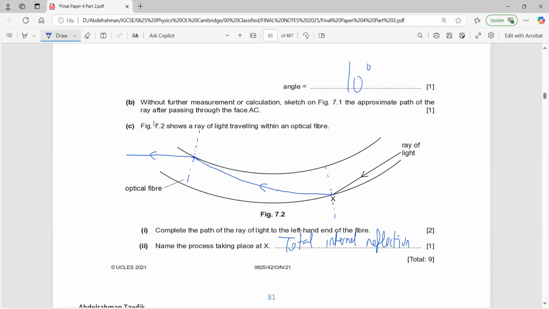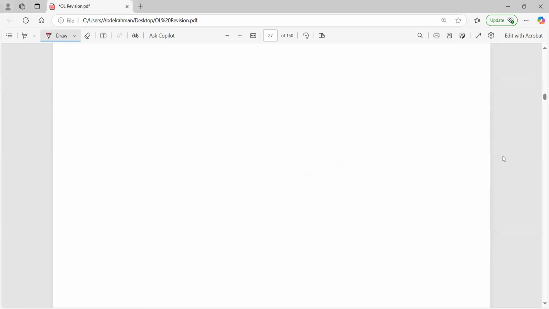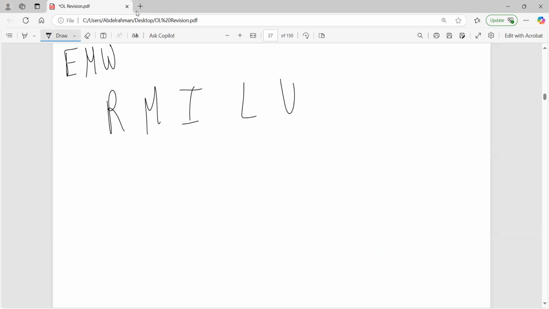We need to finish what we need to do today, which is dispersion, electromagnetic waves, and last but not least, the lenses. Let me very quickly go through dispersion and electromagnetic waves. I don't want to waste too much time on the electromagnetic waves. What are these electromagnetic waves? We have Rami. Rami looks great.